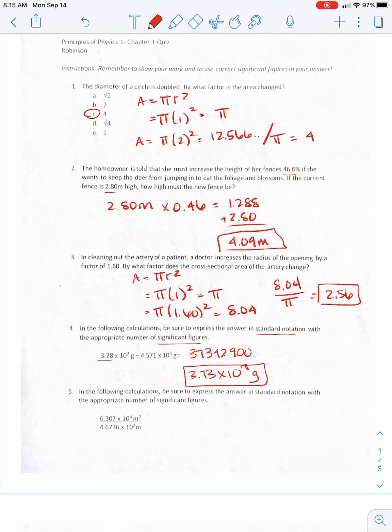All right, this next one you're just going to divide. 6.307 times 10 to the 4th divided by 4.6736 to the 2nd. I got 134.9, but again, it wants it in correct standard notation. So that's 1.349 times 10 to the 2nd. You move this over 2 places. And see how this is meters squared up top divided by meters on the bottom? So it becomes just meters on the top.